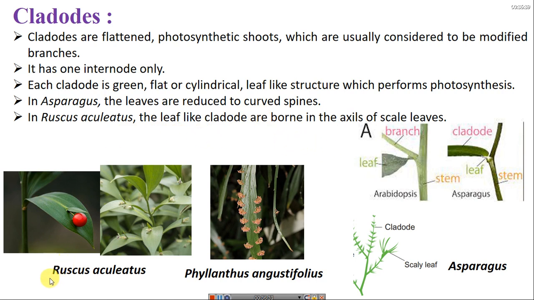Other than Ruscus and Phyllanthus, we have a very popular example of asparagus. Okay, in asparagus, the leaves are very reduced. You won't see leaves much on the plant, rather you will see cladodes borne in the axil of the scaly leaves. Right, this is the leaf reduced to the scale in the asparagus plant, and the cladode arises in the axil of the scaly leaf. So all these structures you are seeing on the asparagus are nothing but the cladodes, and the leaves are reduced to the scale form.